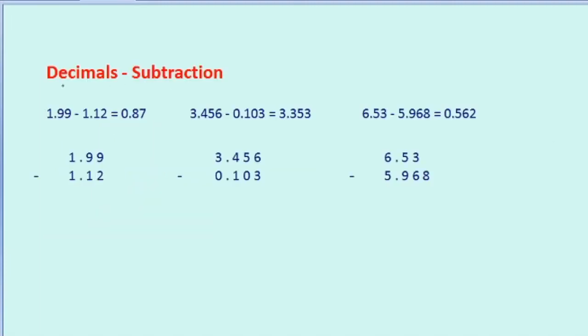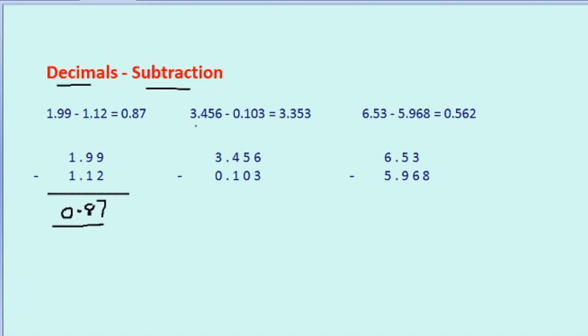Addition is very easy. Now let's start subtraction of decimals. If you have numbers like this, 1.99 minus 1.12, what you do is write 1.99 as you have written here and 1.12. Now 9 minus 2, 7. 9 minus 1, 8, with a decimal point here. 1 minus 1, 0. So the answer will be 0.87.